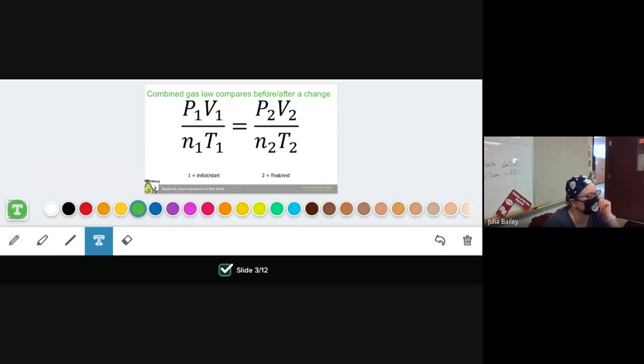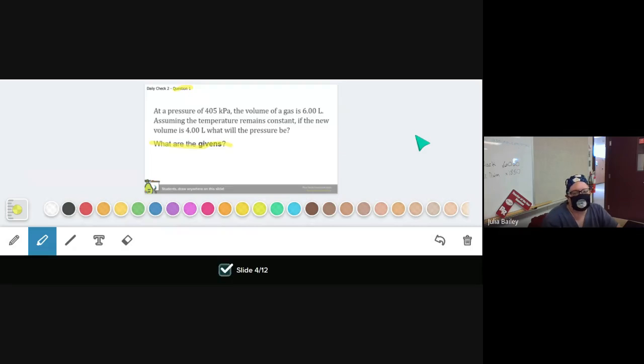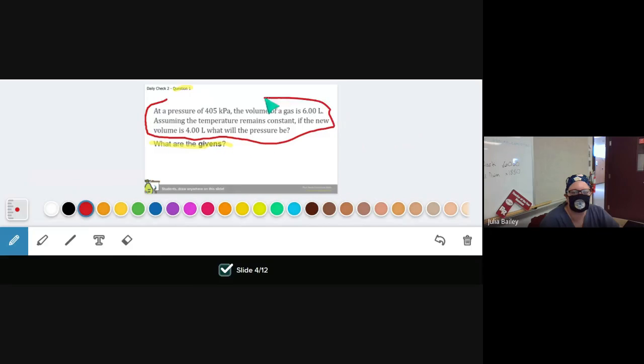All right, moving on. Let's look at daily check number 1. So it gives us a question. At a pressure of 405 kilopascals, the volume of a gas is 6 liters. Assuming the temperature remains constant, if the new volume is 4 liters, what will the pressure be? And then it asks, what are the givens? So first of all, what are the givens is question 1, but questions 2, 3, 4 use the same setup, this little paragraph of at a pressure of 405 kilopascals, and so on.